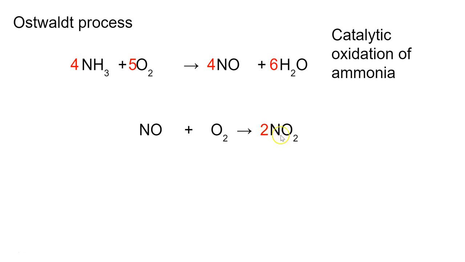So now I've got 2 nitrogens here and 4 oxygens. Since I have 2 nitrogens here, I need 2 on this side as well. And now you will see 2 nitrogens and 1, 2, 3, 4 oxygens, where I have 2 nitrogens and 4 oxygens, so this equation is balanced. The last step of the Ostwald process is NO2 plus water, which will give me HNO3 plus NO.